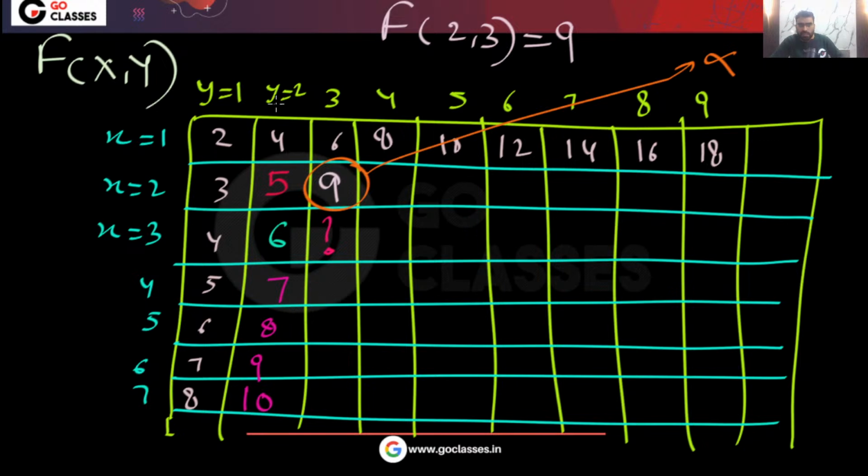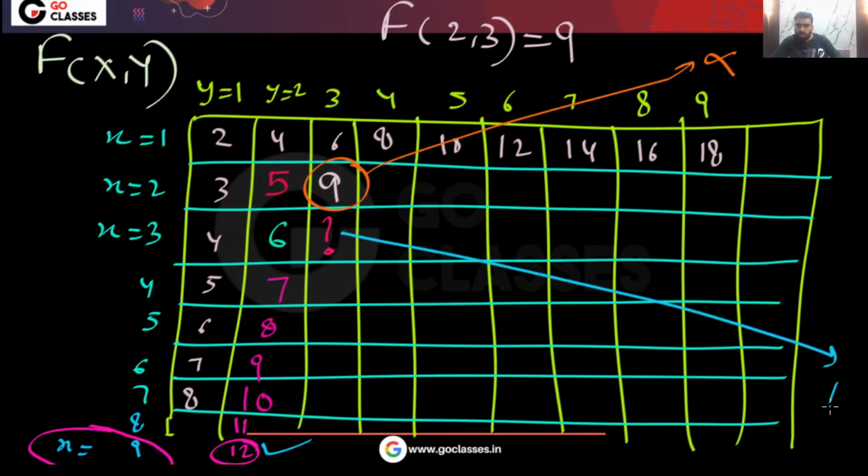Now, in the previous column, you see where x is 9. When x is 9, what value do you get? In the previous column, you find where x is 9. That value is 12. This 12 will be your answer. So you can put 12 here.